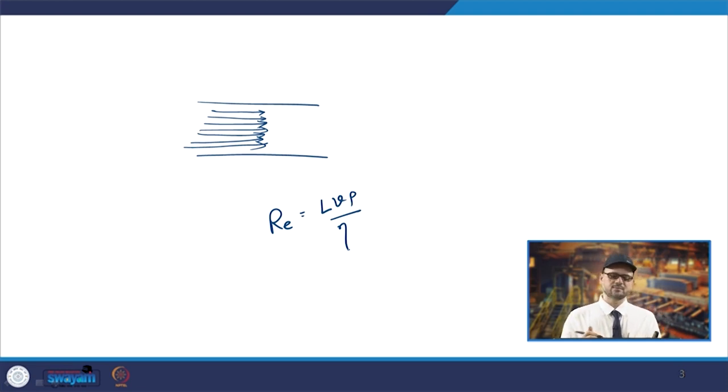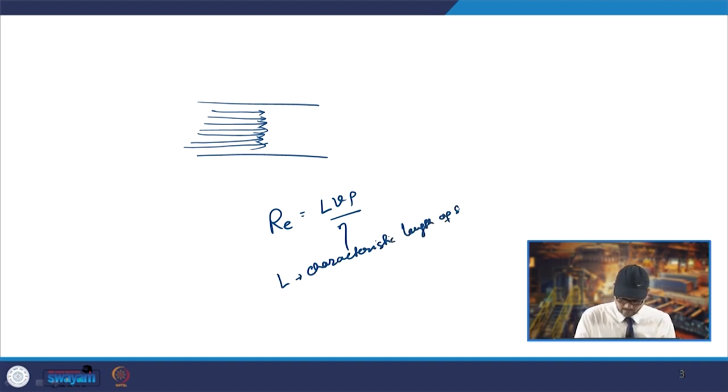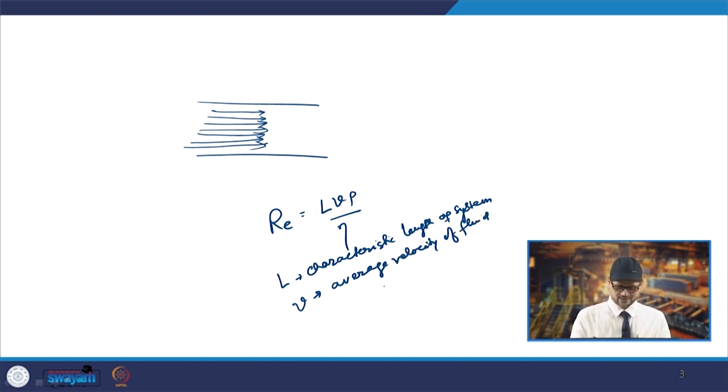In this, we take L as the characteristic length of the system, so it is normally like the diameter of the pipe when we are talking about pipe flow. Similarly, V is the average velocity of the fluid, then you have rho and eta, so rho is the density of the fluid, and eta is the viscosity of the fluid.